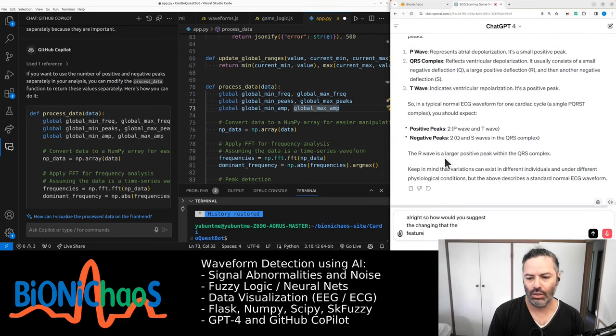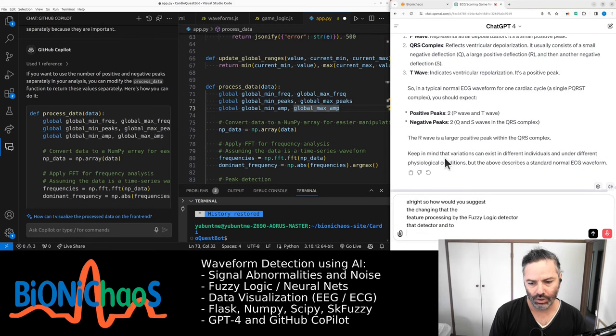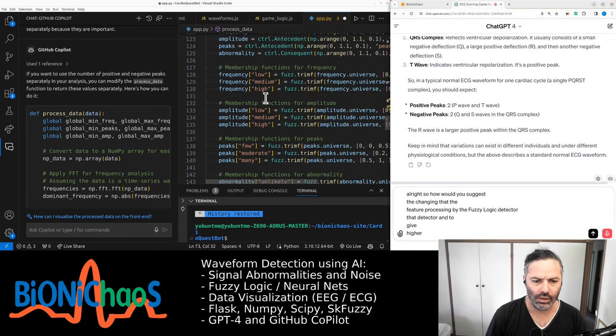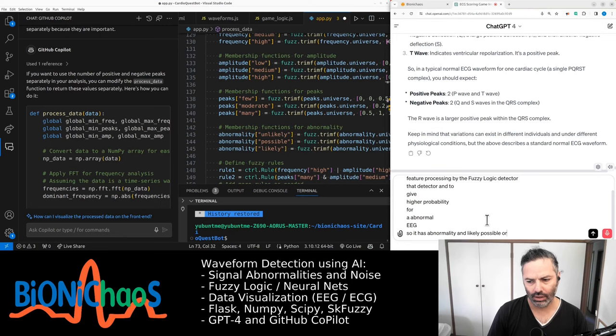Well, right, so how would you suggest changing that feature processing by the fuzzy logic detector? The detector is meant to give a higher probability for an abnormal ECG. So it has abnormality unlikely, possible, or likely options.